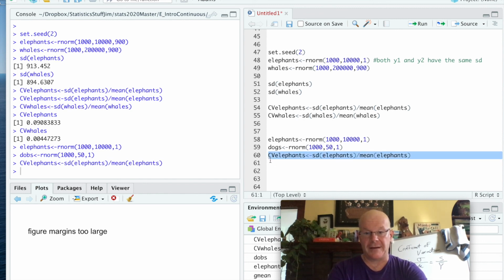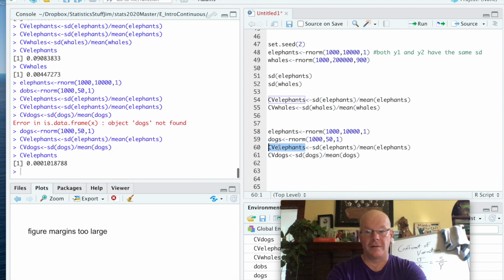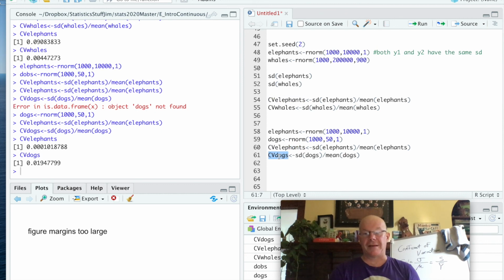And we can go ahead and calculate the coefficient of variation for dogs. Dogs is not found. There we go. And so now elephants have a really small coefficient of variation, and dogs have a much larger coefficient of variation. And that would make sense. If the standard deviation is 1 pound, but you're dealing with a multiple ton animal that varies by 1 pound, versus a dog, which is only weighing 50 pounds and is varying by 1 pound, clearly the dogs are more variable once you take the mean into account. And that's what the coefficient of variation is doing.